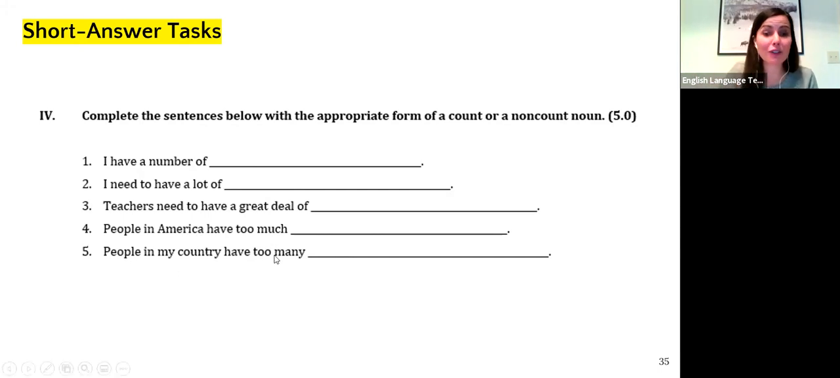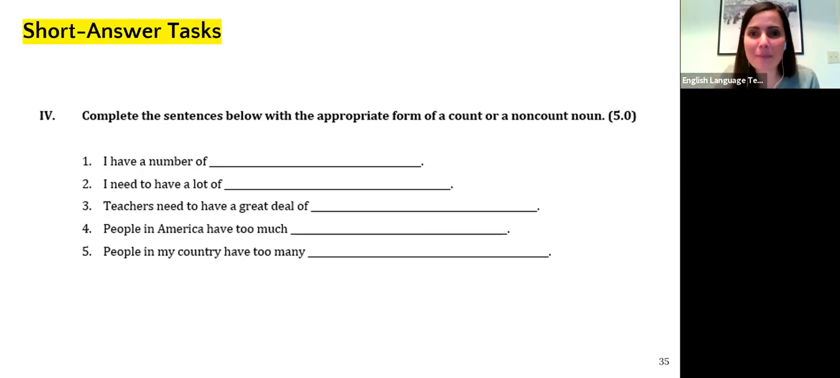People in my country have too many naps. You know, I don't know. So I want them to come up with a noun, a count, or paying attention to too much, too many, to the quantifier here to give me good sentences. And it's also fun for me to read too. It's not just the one correct answer, right?